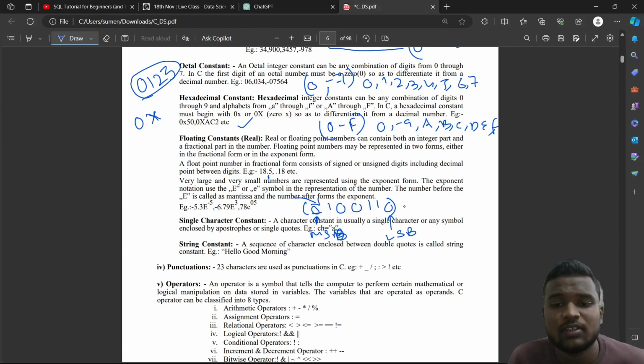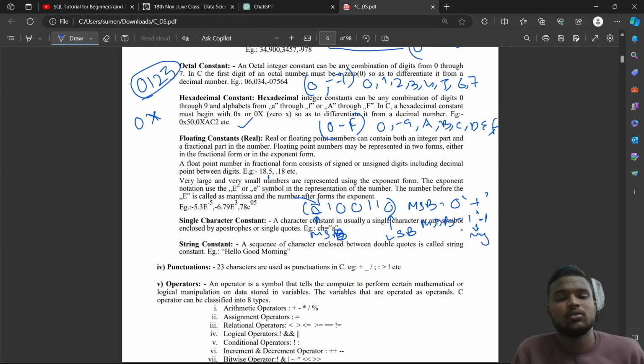Whenever you see MSB as 0, it means it's a positive number. Whenever you see MSB equal to 1, it means the number is negative. So whenever you see MSB as 0, it is positive, and whenever you see MSB 1, it is negative. That's what you need to understand.